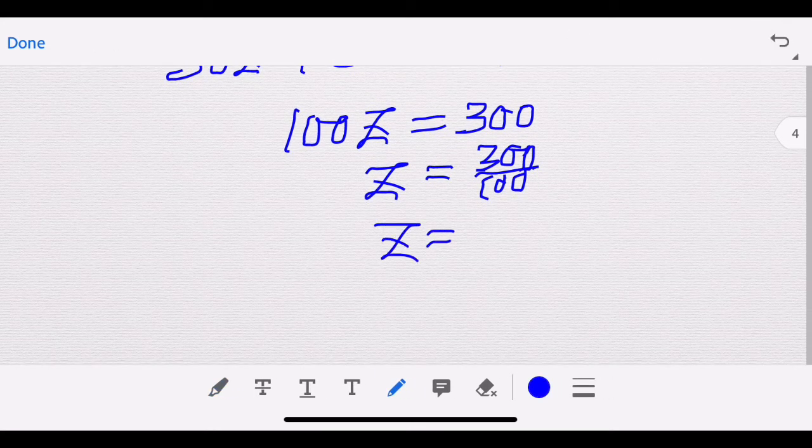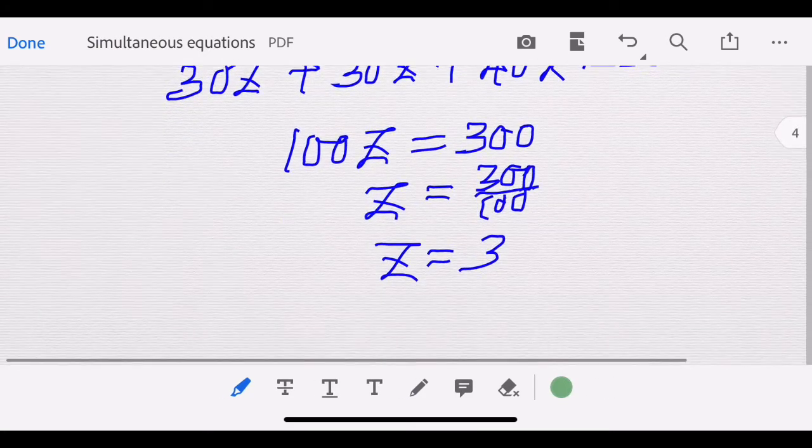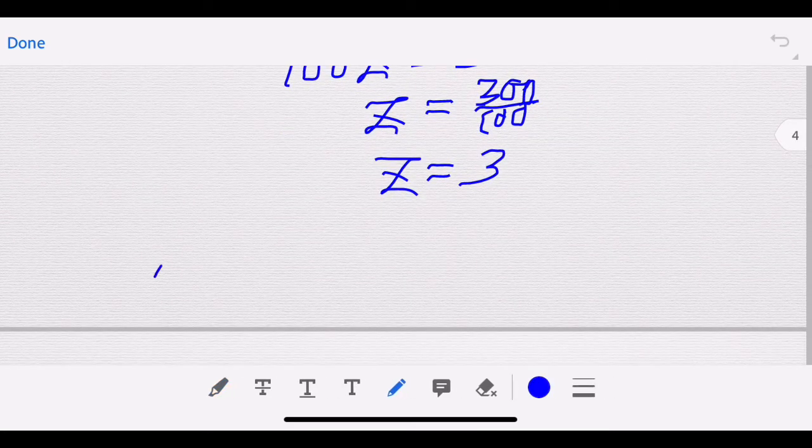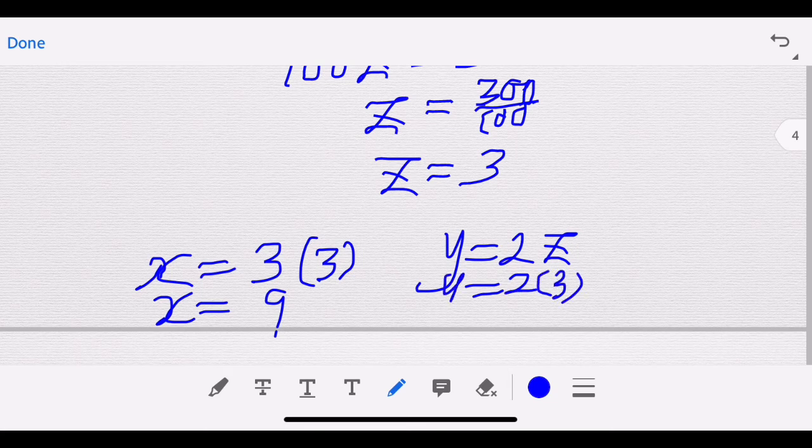So after we got the z, we can solve everything because the x is 3z. So that means the x is 3 times 3, right? Which is 9. So x is 9 and the y is 2z. So it is 2 times 3. So the y is equal to 6.